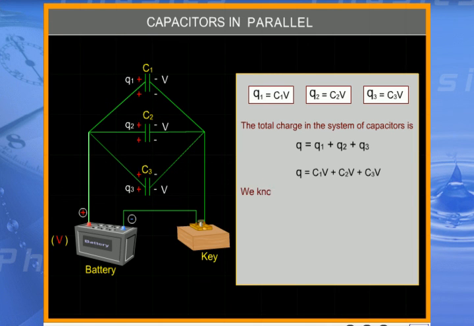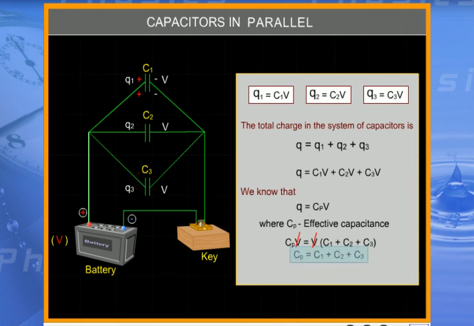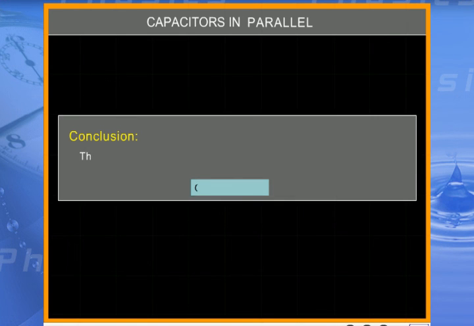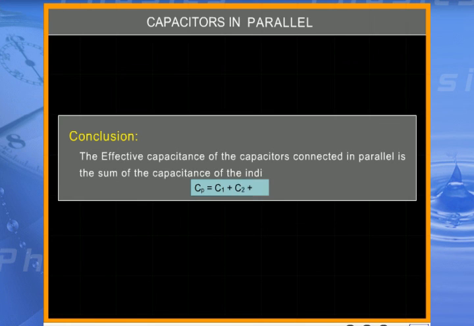But we know that Q is equal to Cp into V, where Cp is the effective capacitance of the system. Therefore, Cp into V is equal to V into C1 plus C2 plus C3. Cancelling out the common terms, Cp is equal to C1 plus C2 plus C3. Hence, the effective capacitance of capacitors connected in parallel is the sum of the capacitances of the individual capacitors.